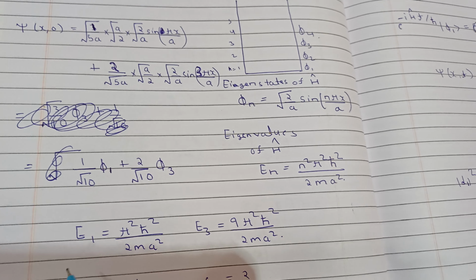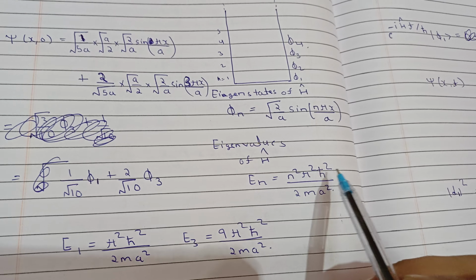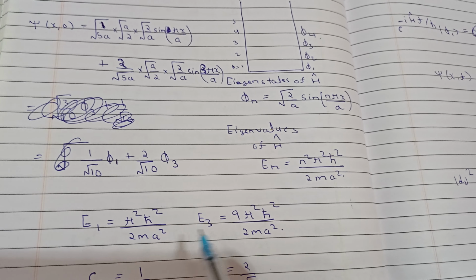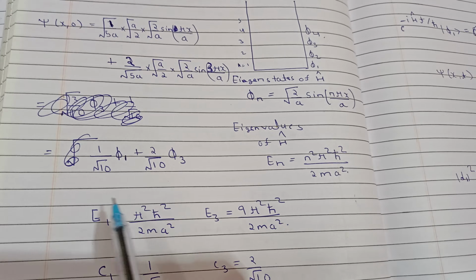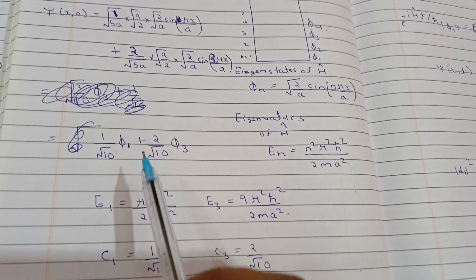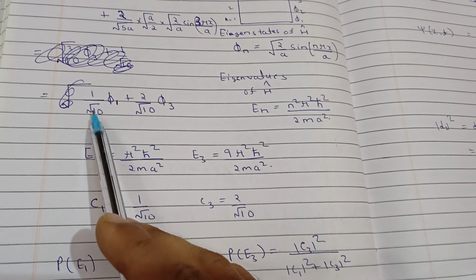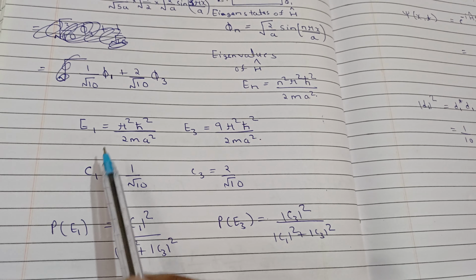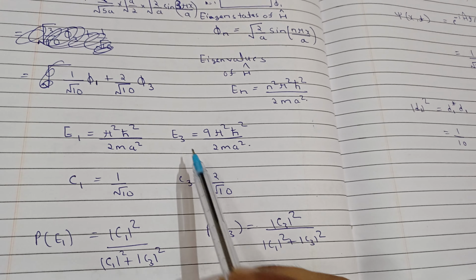Now corresponding to these you can find the probability for the corresponding energy eigenvalues, which will be E1 and E3. From here E1 will be pi square h cut square over 2m a square, and E3 will be 3 square times that, which gives you 9. So these will be your energy eigenvalues, and the probability will be the coefficient square divided by the sum of all the coefficient squares. So C1 is 1 upon root 10 and C3 is 2 upon root 10. The probability for E1 will be this, and the probability for E3 will be this.